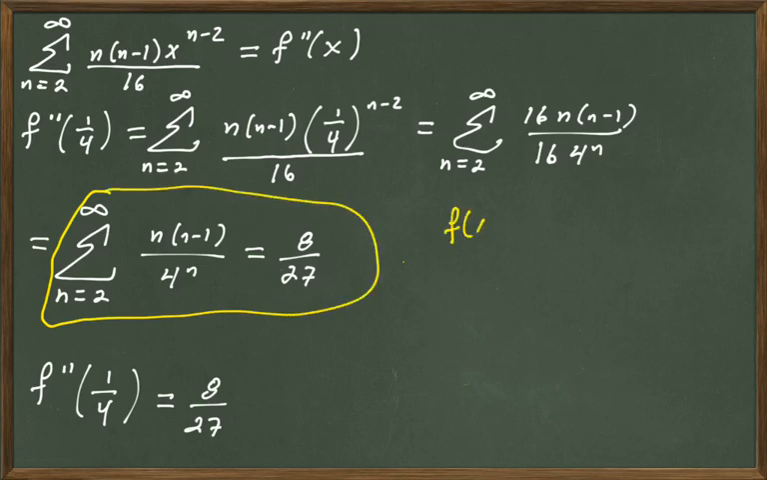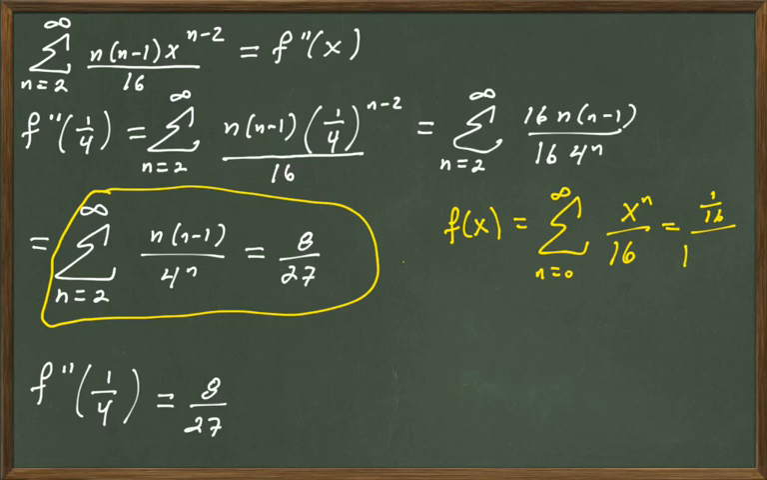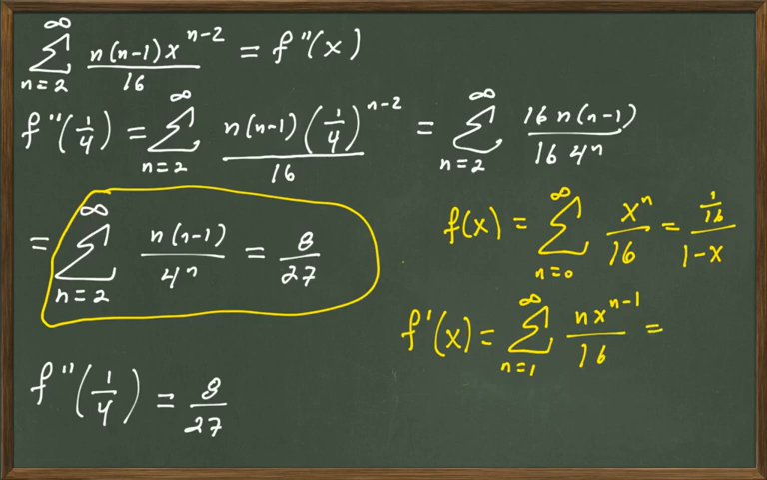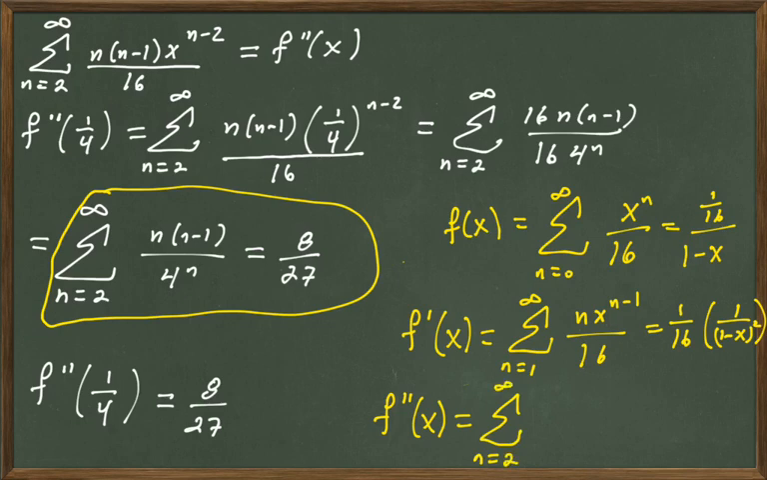And they said, well, let's look at f of x equals the sum n equals 0 to infinity of x to the n over 16, okay, which was equal to 1 over 16 over 1 minus x. Then we needed to look at the second, well, we would look at the second derivative. We need to get to the first derivative. So the first derivative was the sum n equals 1 to infinity of n x to the n minus 1 over 16, which I believe we said was 1 over 16 times 1 over 1 minus x squared. And then we look at the second derivative. So the second derivative was equal to the sum n equals 2 to infinity of n minus 1 x to the n minus 2 over 16, which was equal to 1/8 1 over 1 minus x to the third power.